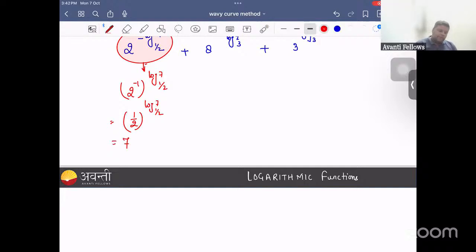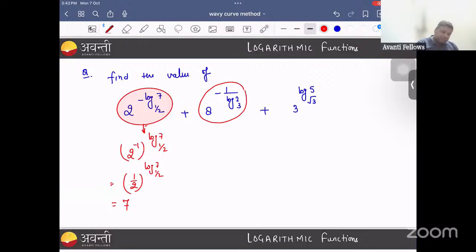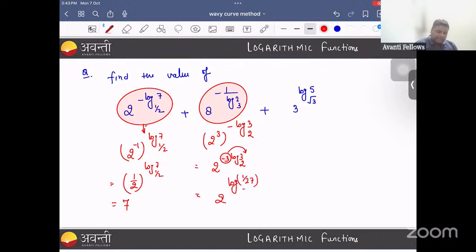Correct? Now let's go with this one. This is 2 cube whole to the power. Now if I take this minus outside and write it as log 3 base 2, since the reciprocal of log 2 base 3 is log 3 base 2, this can be written as 2 to the power minus 3 log 3 base 2. This minus 3 goes to the power of 3. So 2 to the power log 1 upon 27 base 2. The answer will be 1 by 27. Correct?